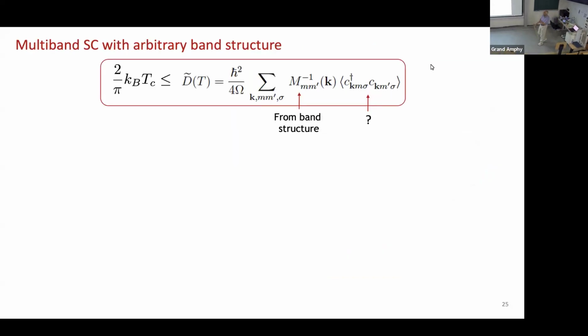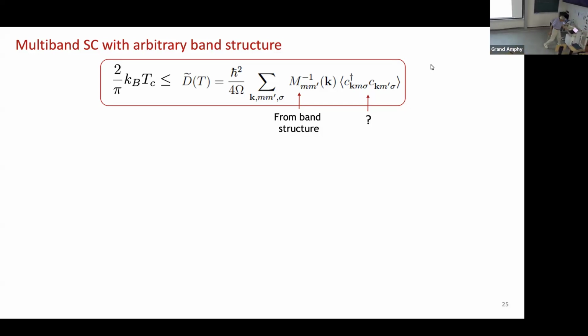Now let me ask the following question. I had said that our bound is related to the optical spectral weight. And the optical spectral weight has an inverse mass matrix that I can get from band structure, but it also has a density matrix, which is the fully interacting density matrix. Now, it turned out that in all the problems I showed you earlier, we didn't need to face up to it and things worked out. But in general, we don't know what to do with this.